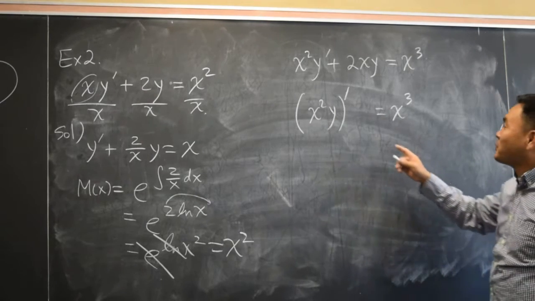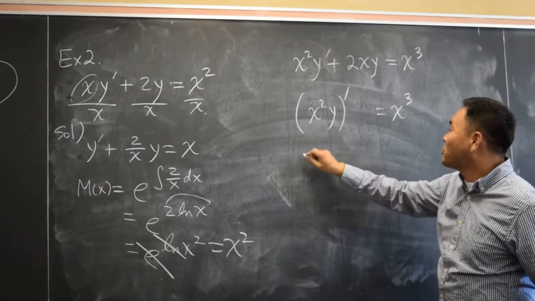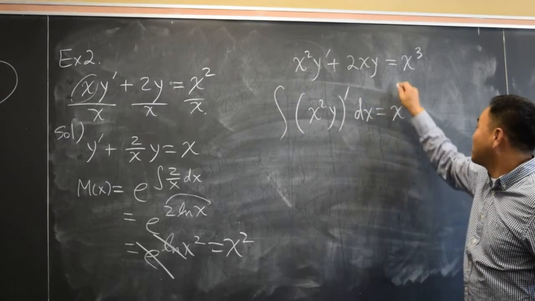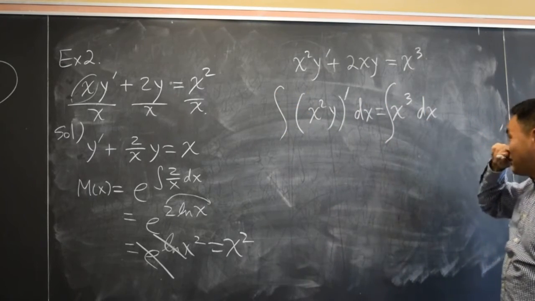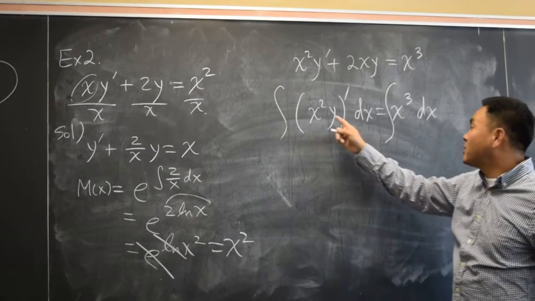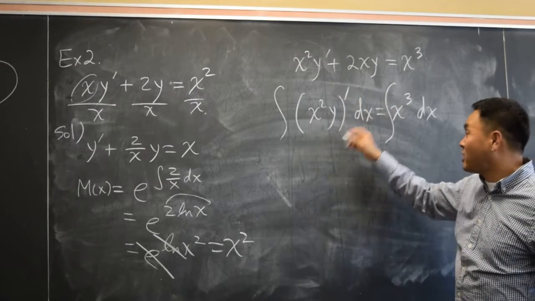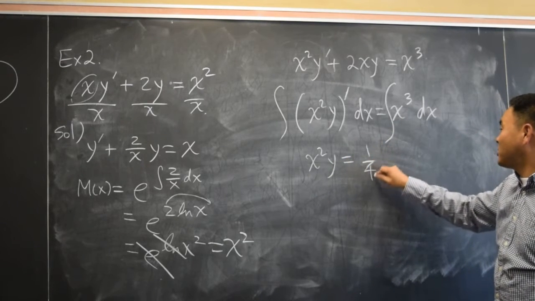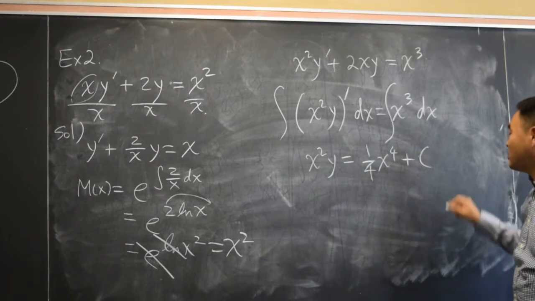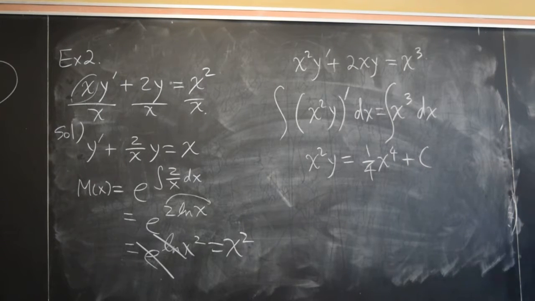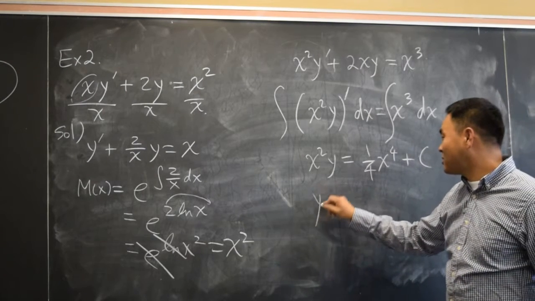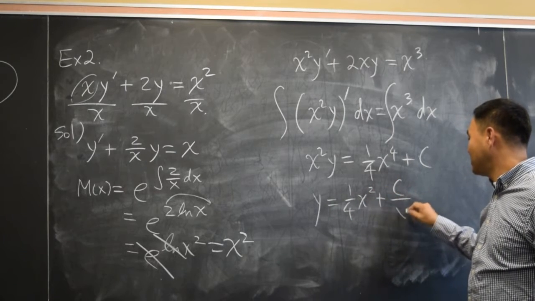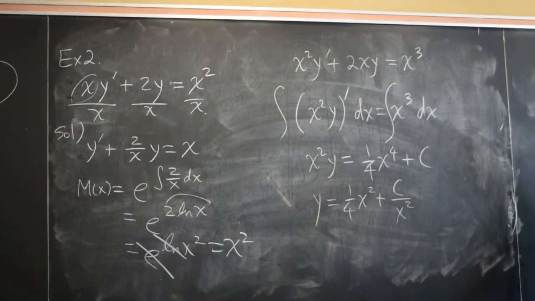Okay, and then let's see. You differentiate. Now you integrate both sides by dx. And then derivative and integration cancel. And you get 1/4 x to the 4th plus c. And finally, you divide by x squared, and you get that, and that's your final answer.